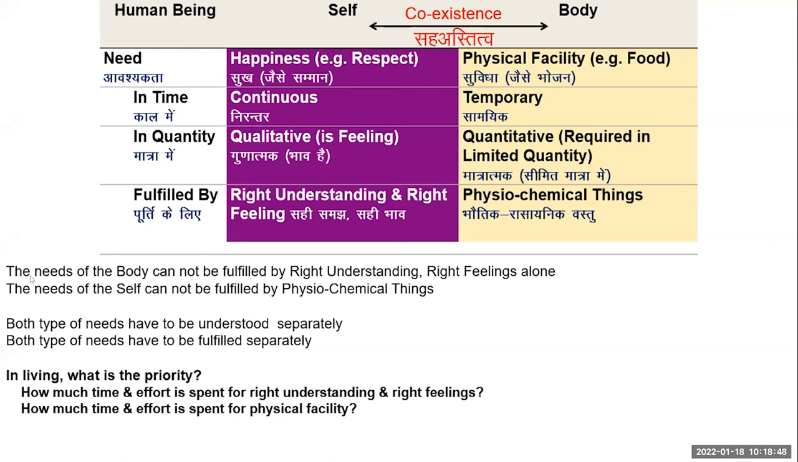If you see here, needs of the body cannot be fulfilled by right understanding, right feelings alone means, plus physical facility. It can be fulfilled by right understanding, right feeling, and physical facility. No, that's fine, sir. With that I don't have any objection. But with reference to that right understanding and right feeling, alone, fine, you have already put that exempting word over there. But sir, it gives a clear reference that the needs of the body cannot be fulfilled by right understanding and right feeling alone. That means what? Right, you are putting right understanding and right feeling in an equivalent position to physical facilities.